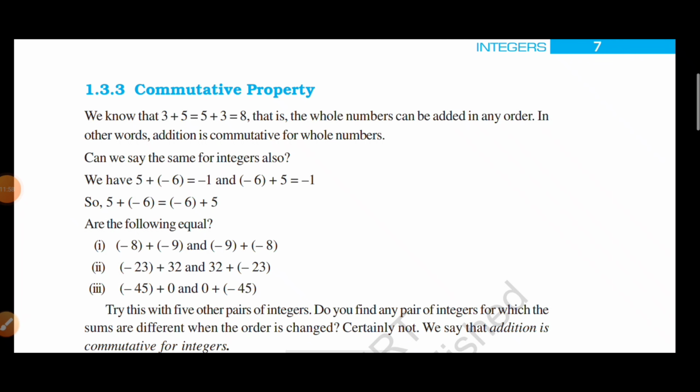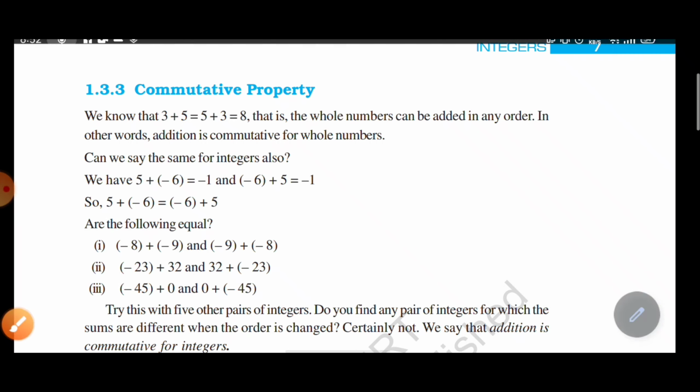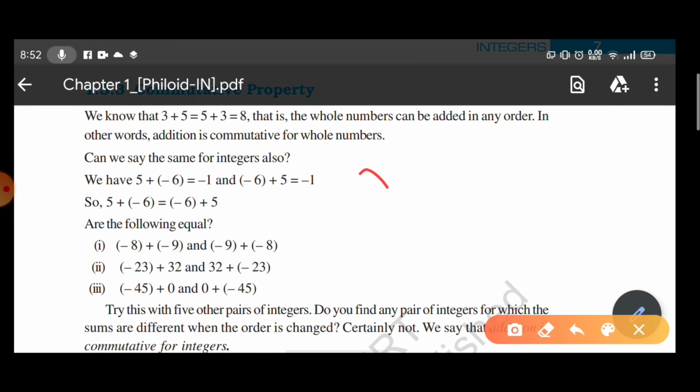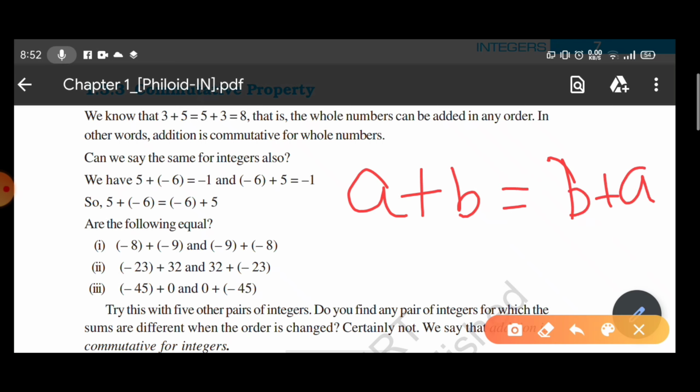You have already read about the commutative property. What is a commutative property? Commutative property means that if you do the operation a plus b, or you change its position to b plus a, you will get the same result. That is called commutative. If you change the position of the particular values and you get the same result, then it means it is a commutative property.